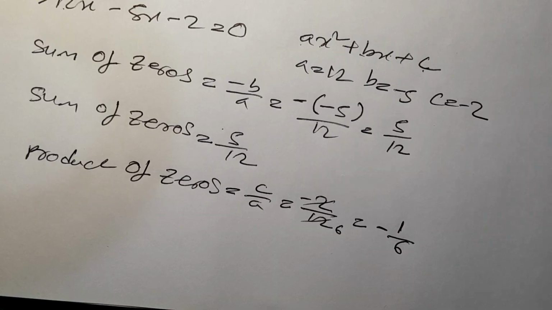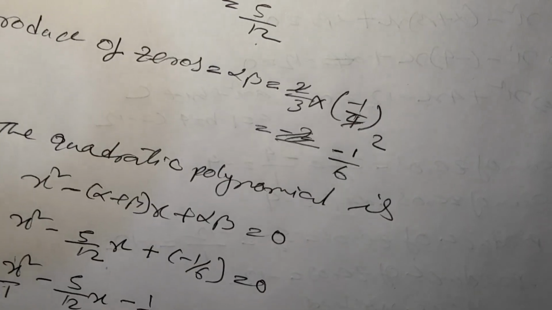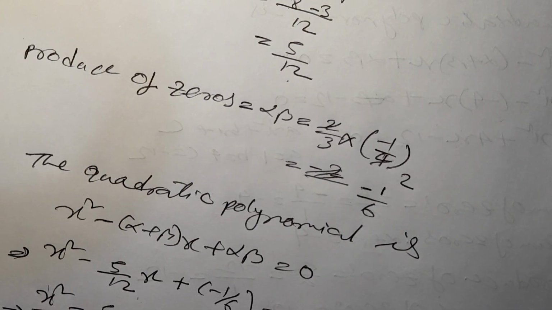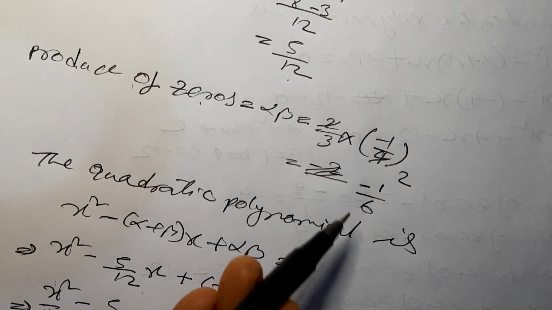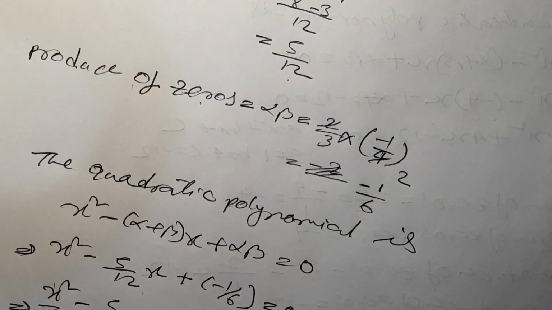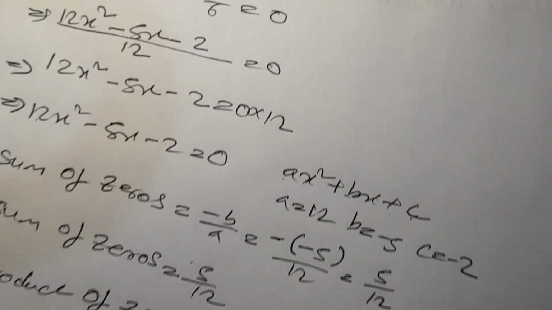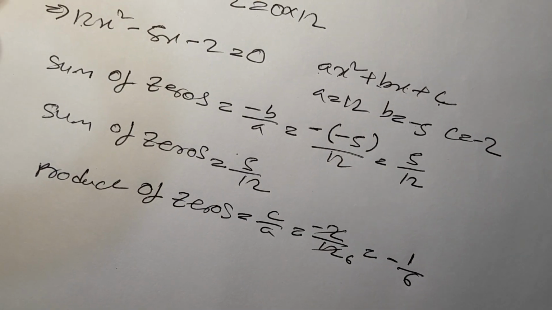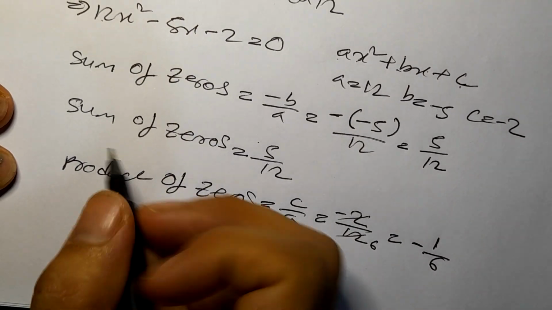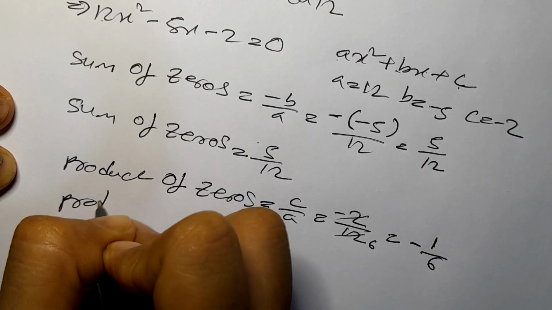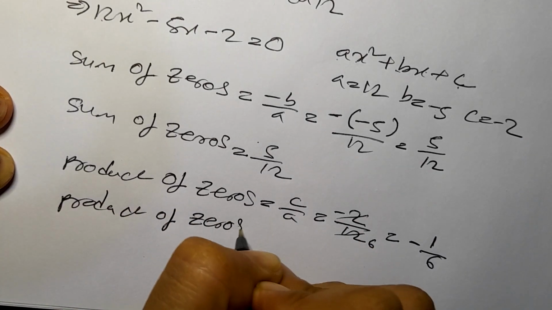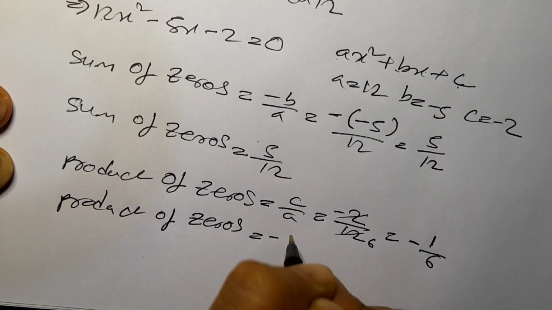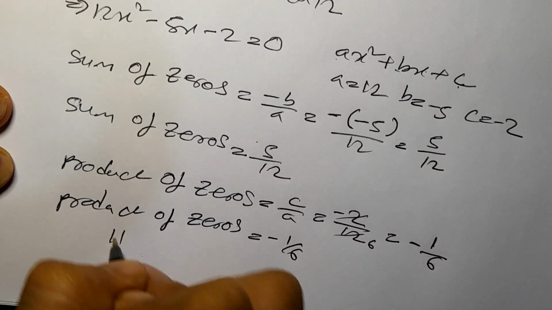And we got also the product of zeros. This is the product of zeros. We already solved the product of zeros. Product of zeros, that is minus 1 by 6. Hence verified.